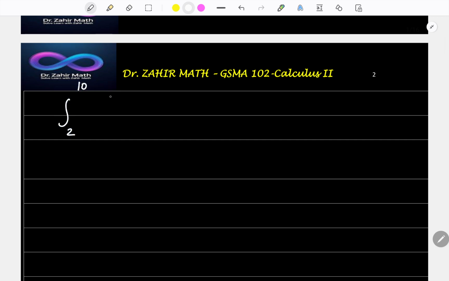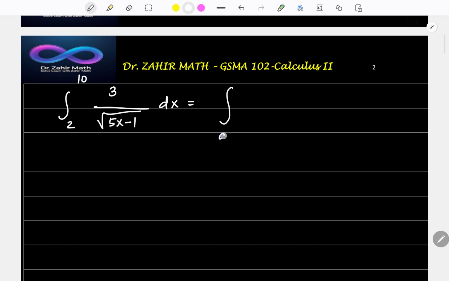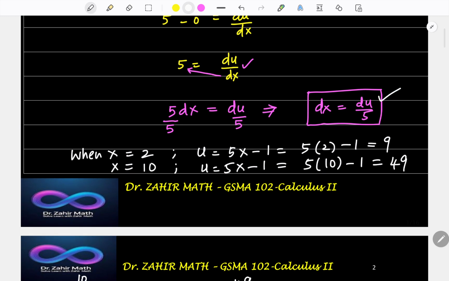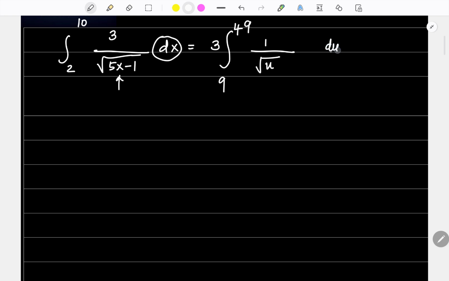So the integral from 2 to 10 of 3 divided by the square root of 5x minus 1 times dx is equal to the integral with limits converted from 2 to 10 into 9 to 49. Okay, 9 to 49. And this 3, I'll take it out, and 1 divided by this, I'm going to write as the square root of u. And this dx, which I just calculated, is du divided by 5. So everything is converted in terms of u.